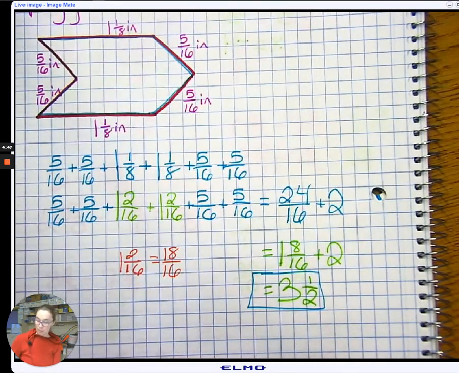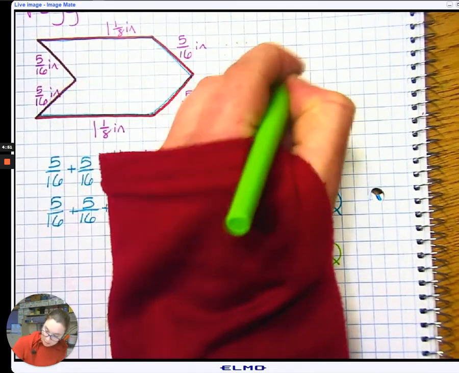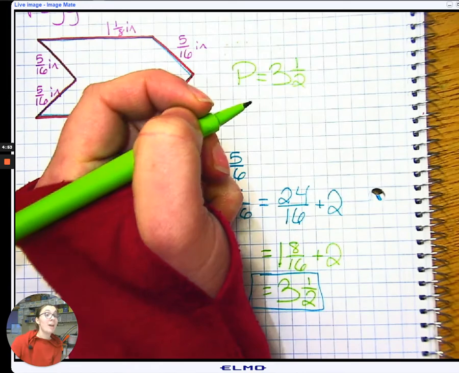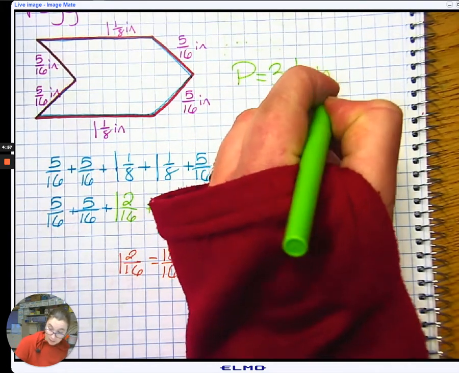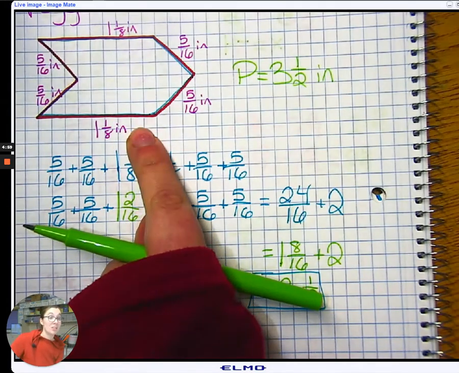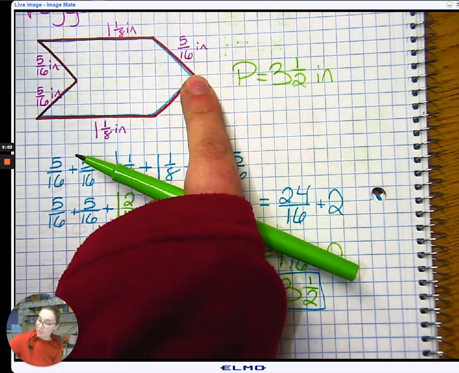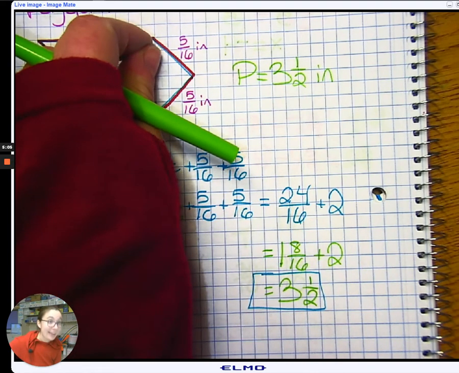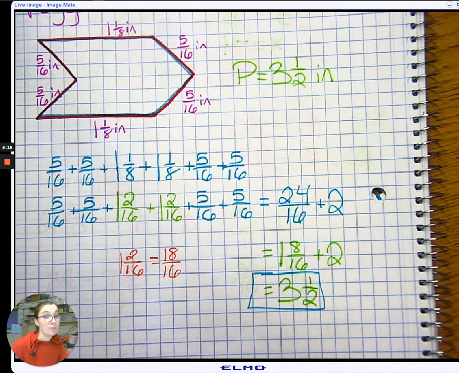Just adding. So P equals 3 and 1/2 what? 3 and 1/2 inches. Obviously, I drew this a little too big. 5/16 of an inch is less than half an inch, so it really should have been like this big. But it's not to scale. Doesn't need to be to scale. Perimeter with fractions is just adding fractions, but there's a shape involved. It's the only difference.